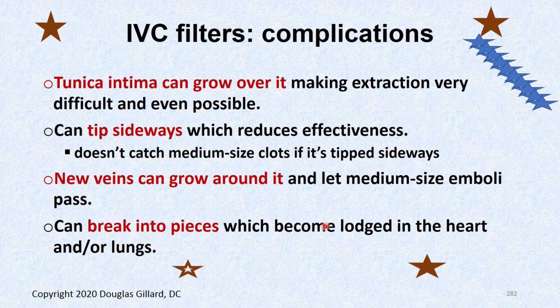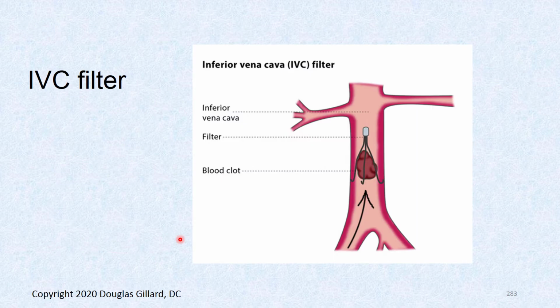That's not ideal, though. There are complications. Tunica media can grow over it, making it almost impossible to get out. It can tip sideways, and therefore it's not as effective. Medium-sized clots can sneak by it. New veins can grow around it. Or it can break. The lawyers are advertising for ones that break. Hopefully new designs are coming out to fix those problems. A piece of metal can end up in your heart or in your lung somewhere. It's just another picture of that.